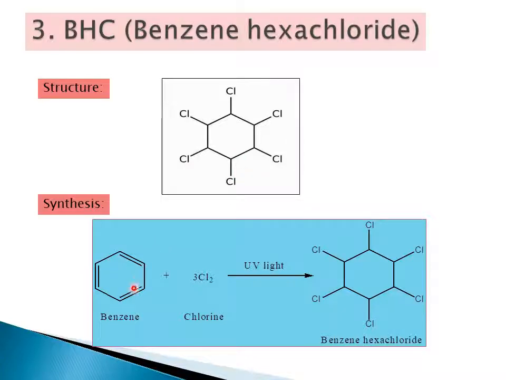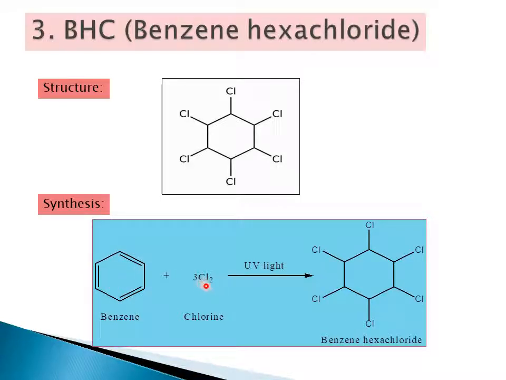How we synthesize this molecule is: take benzene, subject it to chlorination. In the presence of UV light, it simply undergoes addition reactions. But benzene actually undergoes substitution reactions. But in the presence of UV light, it undergoes addition reactions wherever the double bond is present.